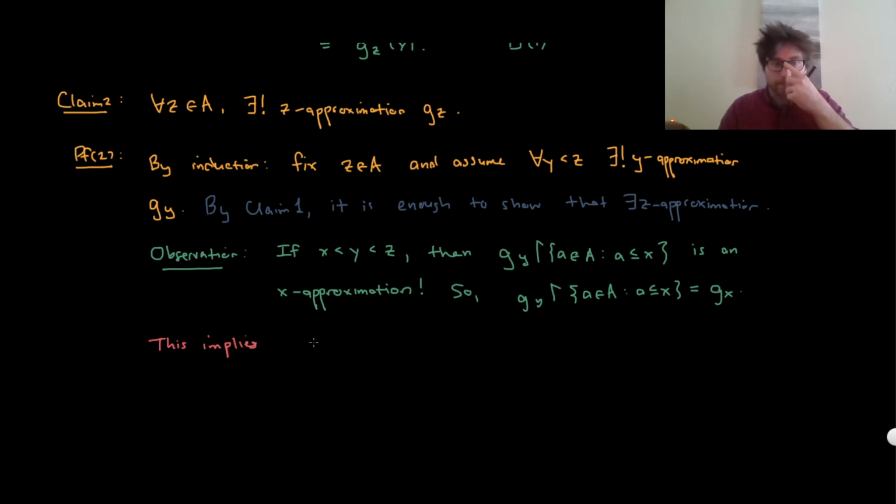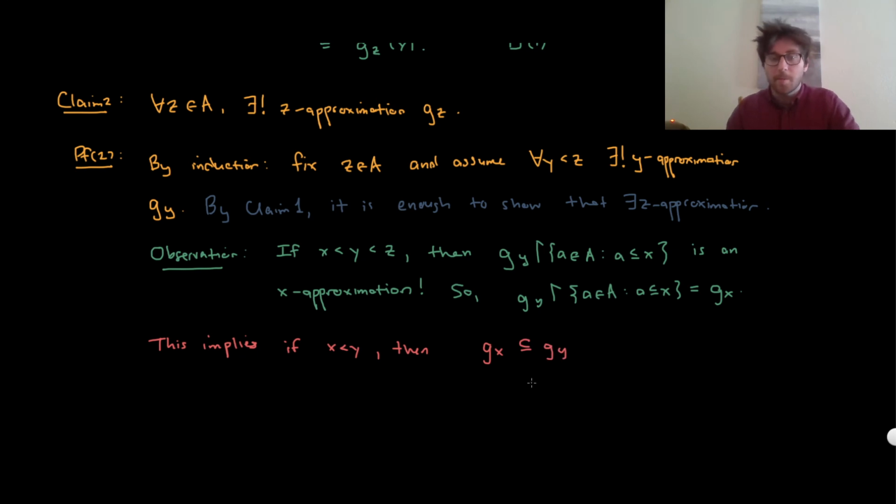What? Well, maybe I'll write it like this. This implies for all x which is less than y, and maybe I'll just write it out like this. So this implies that if x is less than y, and I guess y is less than z, then what has to be the case is that g sub x is going to be a subset of g sub y.